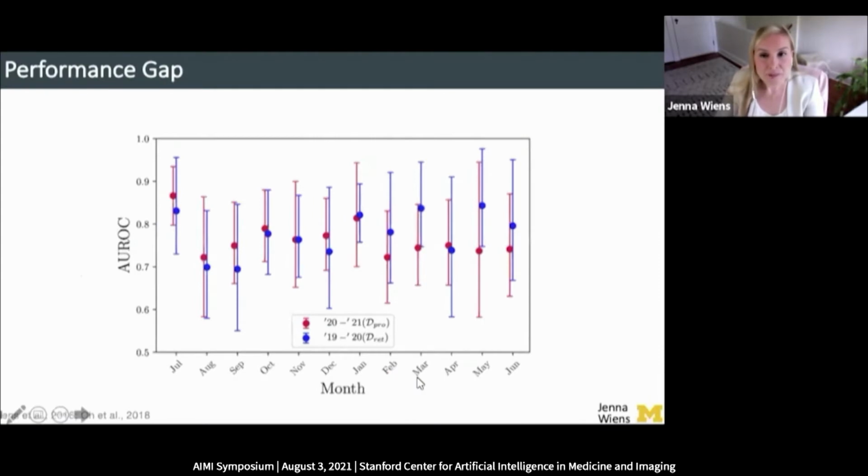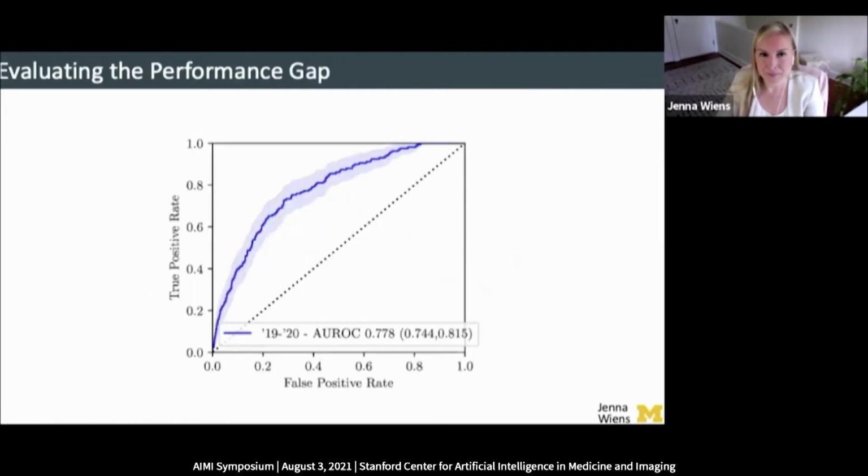Applied to the task of predicting which patients are most likely to acquire an infection with Clostridioides difficile during their current hospital admission, our patient risk stratification model performed similarly in 2020 to how it did in 2019. Here I'm showing 2019 in blue and 2020 in red, with the exception of a couple of months at the onset of the pandemic. Overall in 2019, the model had an AUROC of 0.778, and prospectively, this decreased slightly to 0.767.